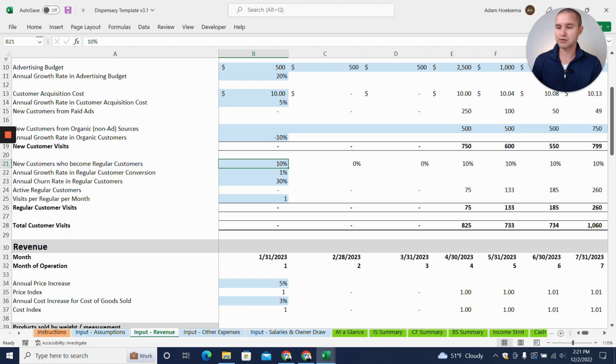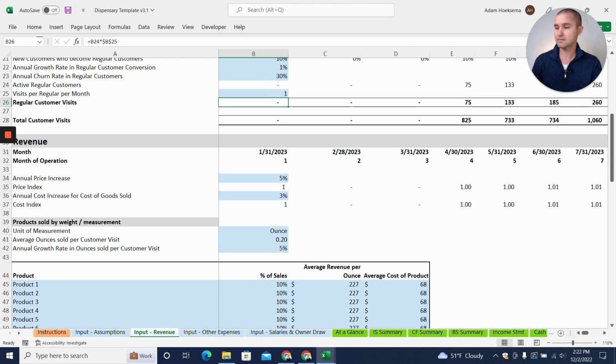Now, some percentage of those new customers are going to become regular customers. So maybe we assume 10% will become regulars. And of those regulars, 30% of the regular customer base that you have will leave or churn each year. So we have an annual churn rate, and that could just be folks find a different dispensary, or folks just stop buying the products that you offer or move away. Any possibilities there, but we have a 30% churn rate we're assuming here. And then that will allow you to project your regular customer visits and your total customer visits per month. And from there, we can start to project revenue.